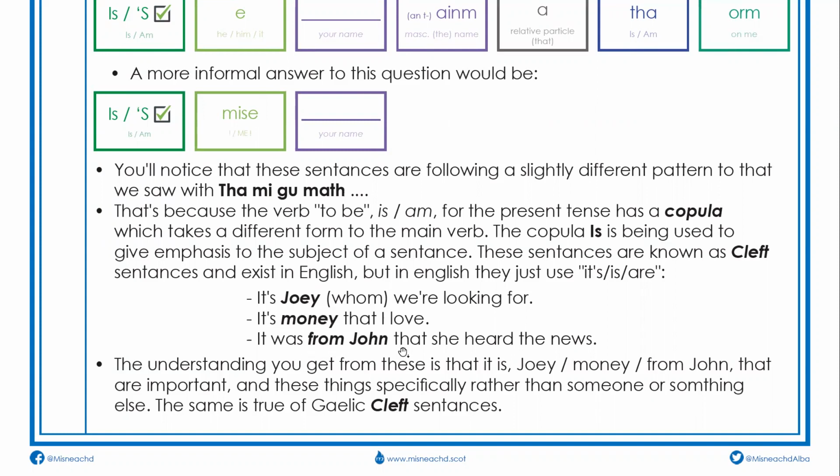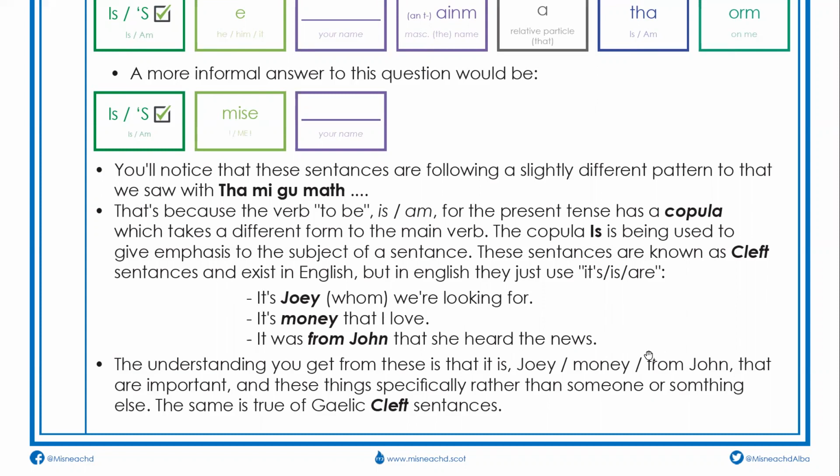And again here, she heard the news from John. Statement, we're just telling that information, not passing comment. She heard the news from John. But if we want to highlight that it was John that told this person, that particular piece of information is important, then we can front the sentence and say, it was from John that she heard the news.